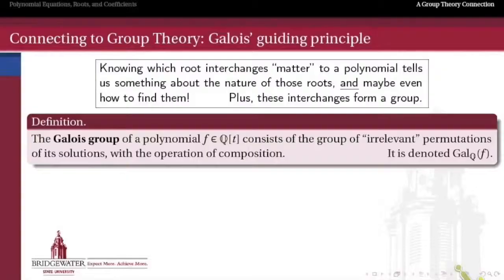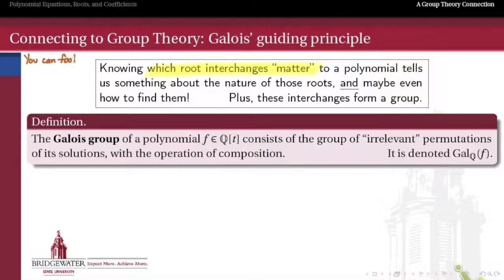The guiding principle behind Galois theory is that if we know which root interchanges matter to a polynomial, in other words, which two coffees can I get away with switching and nobody notices, then those interchanges are going to tell us something about the nature of those roots. And ideally, maybe it'll even tell us a process by which we can find those roots.